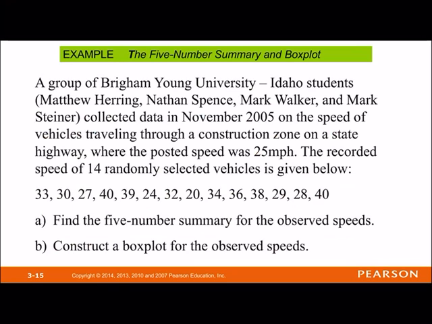Now, again, in the last section, we found the median, the first quartile, and the third quartile by hand. So now I want to go back into the calculator and again, just reiterate how to find all that information inside the calculator.